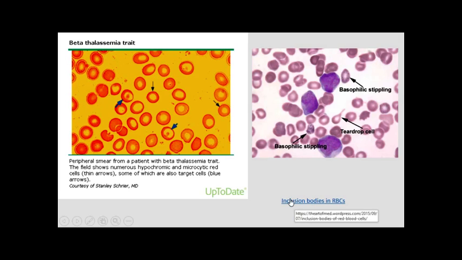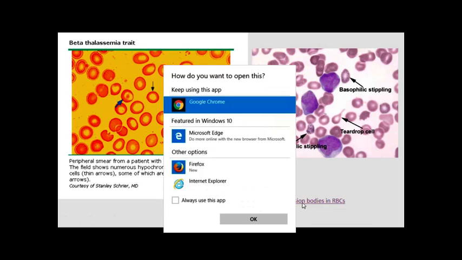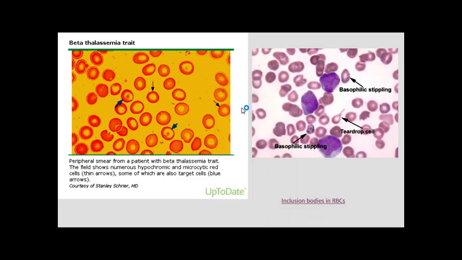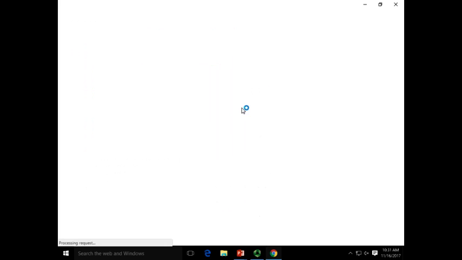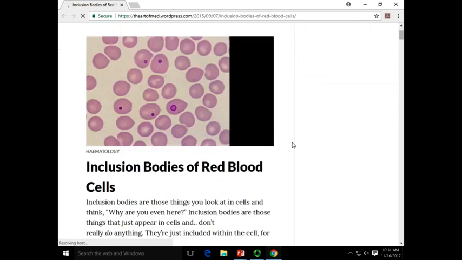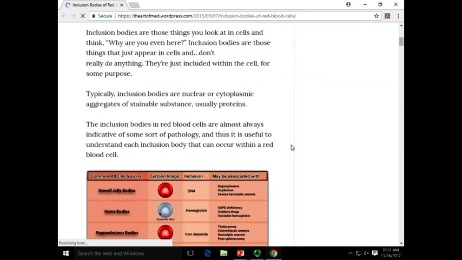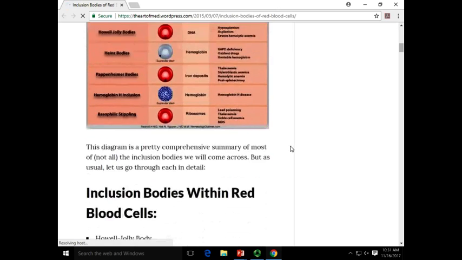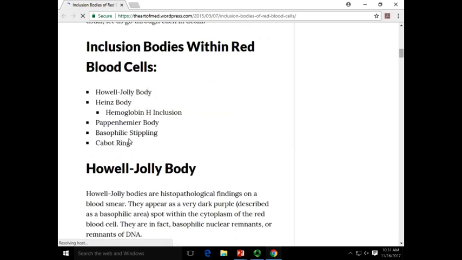This is for you to study or to read at home. This is not an objective of pathophysiology, simply for you to have these available. If you want to know more about these inclusion bodies in red blood cells, you have here many examples and explanations of what they are. They tend to be very common in boards.